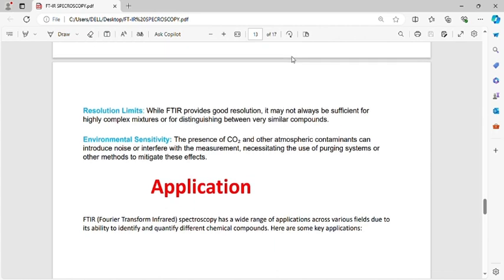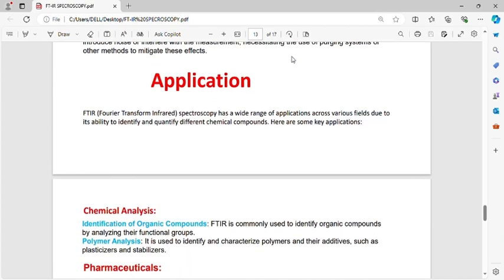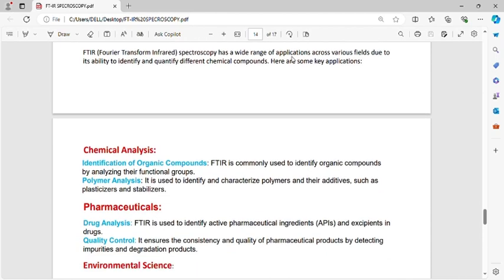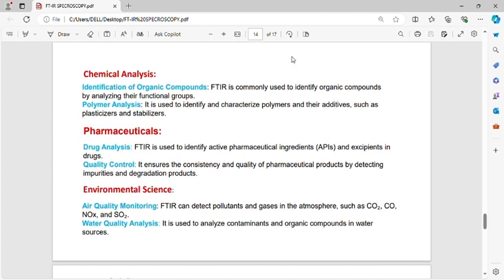Environmental sensitivity. The presence of carbon dioxide and other atmospheric contaminants can introduce noise or interfere with the measurements, necessitating the use of a purging system or other methods to mitigate these effects. Applications. FTIR spectroscopy has a wide range of applications across various fields due to its ability to identify and quantify different chemical compounds. Here are some key applications: chemical analysis, pharmaceutical and environmental sciences.